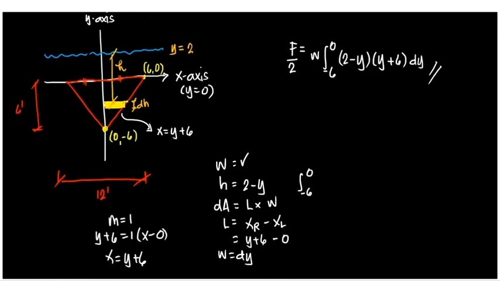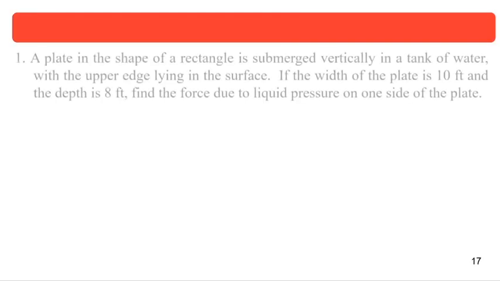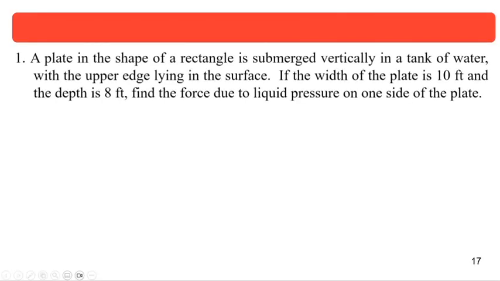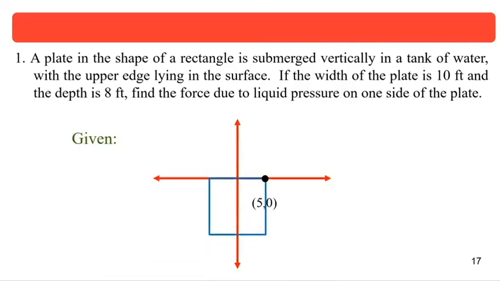Now that we understand it a bit better, let's try this. A plate in the shape of a rectangle is submerged vertically in a tank of water, with the upper edge lying in the surface. If the width of the plate is 10 feet and the depth is 8 feet, find the force due to liquid pressure on one side of the plate. If it's not stated, let's just make the weight density constant, just W. So this is the figure.